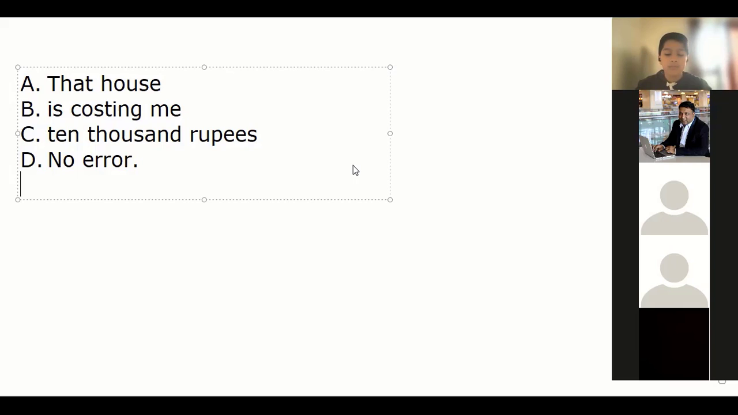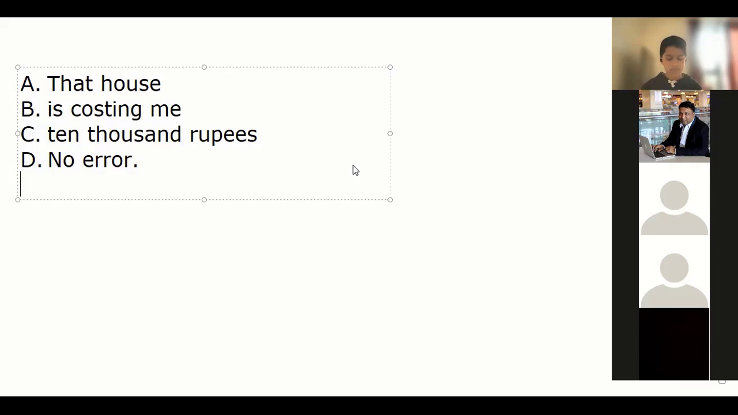That house is costing me 10,000 rupees. No error. Moksha, any idea? No? I think it's no error. No error. Okay. Achintya? That house is costing me 10,000 rupees. If you look at the top, it looks oh, it's all easy. Only it's all correct. But it is not correct. There is some problem. Yes, Moksha.